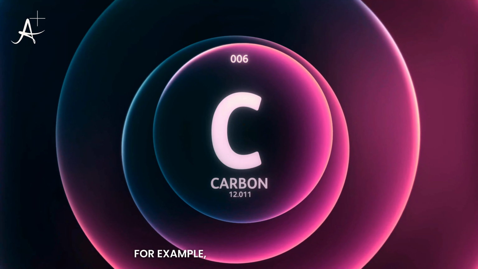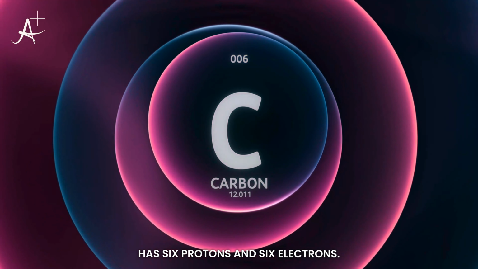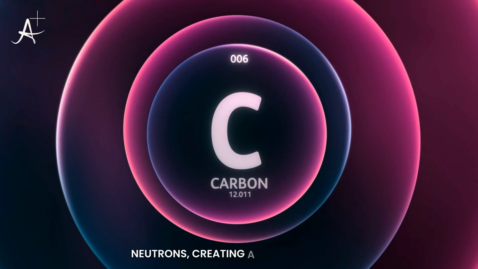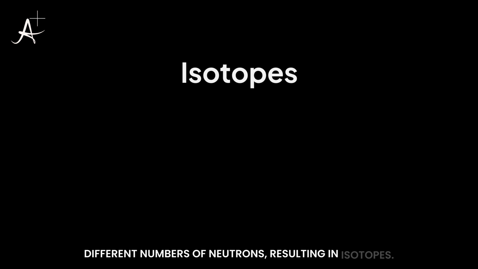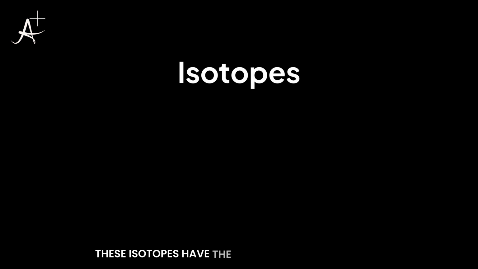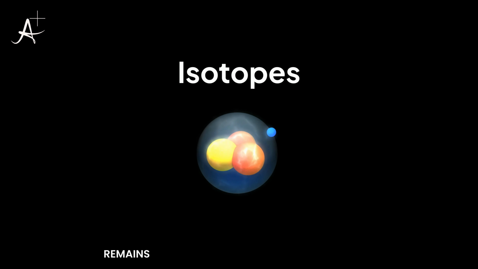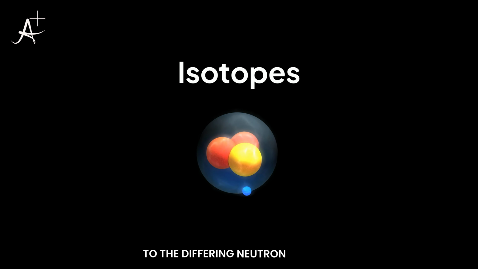For example, a carbon atom always has 6 protons and 6 electrons. Most carbon atoms also have 6 neutrons, creating a stable nucleus. Atoms of the same element can have different numbers of neutrons, resulting in isotopes. These isotopes have the same chemical properties because their number of protons and electrons remains unchanged, but their masses vary due to the differing neutron counts.